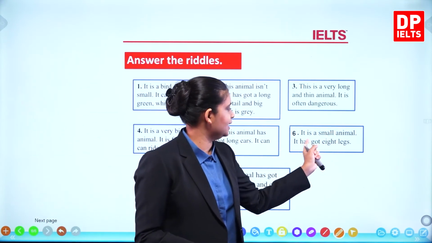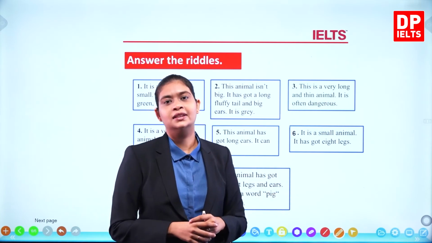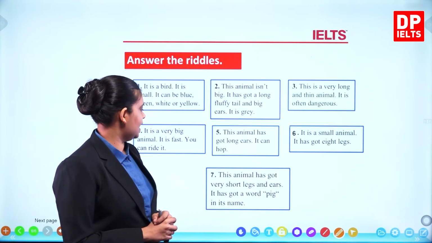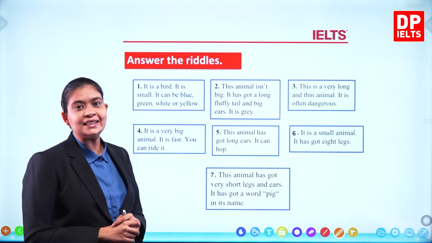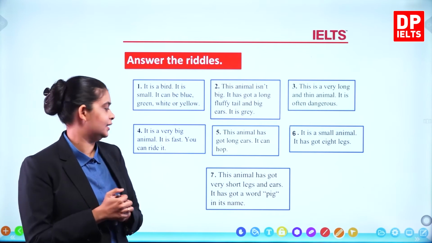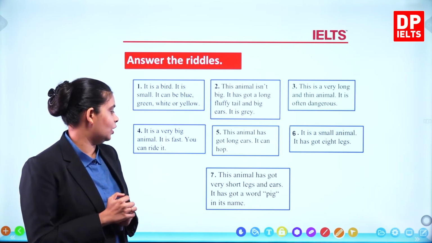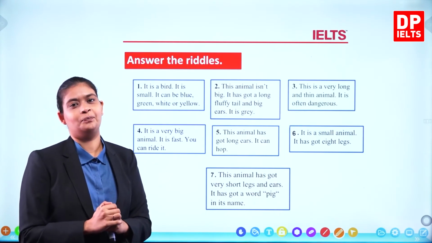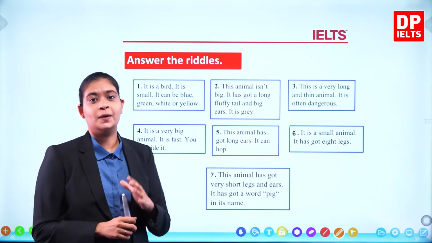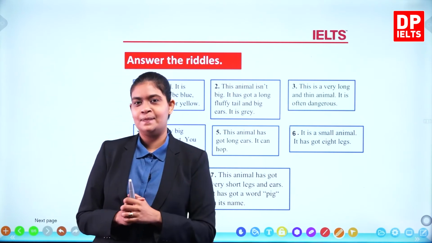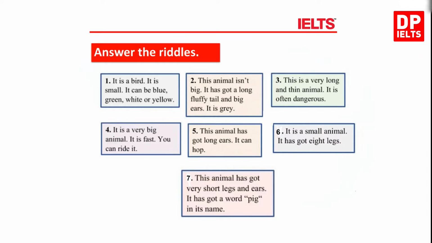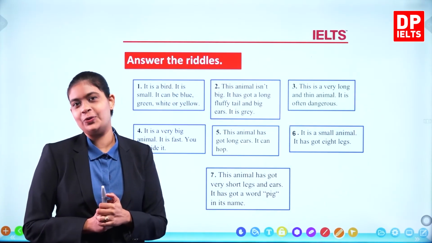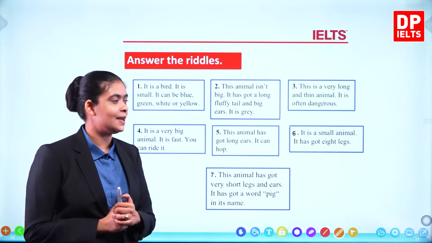It is an animal. It has 8 legs. An animal with 8 legs. Who is that? This animal has got very short legs and ears. Tiny legs and tiny ears. It has got a word called pig in its name. Okay, so who is that? Right. So you can pause the video and jot down the names 1 to 7. Hopefully now, by the time you resume the video, you have written all the names.